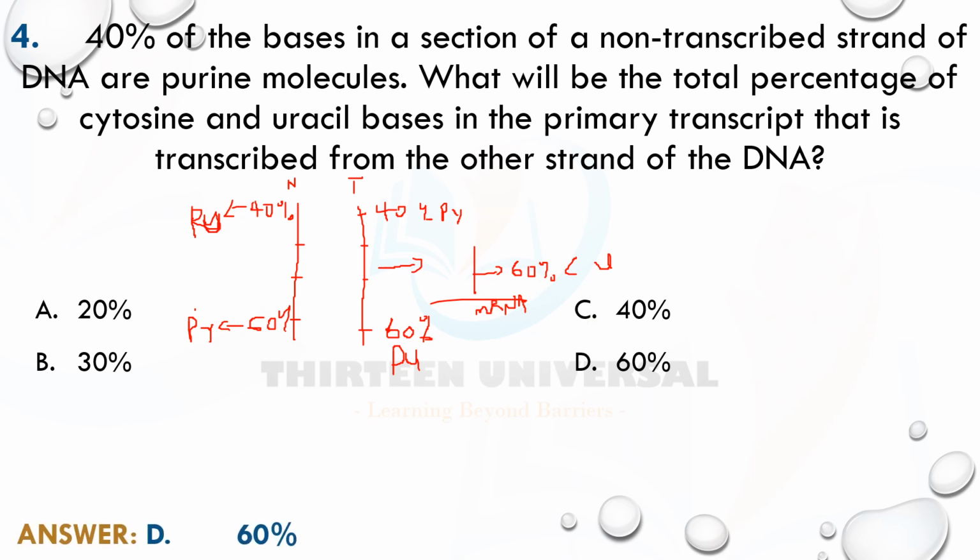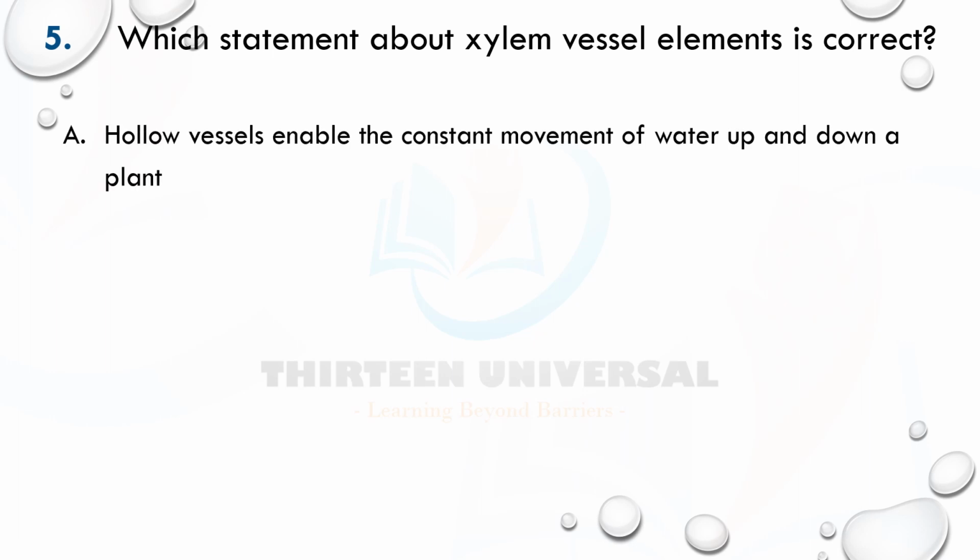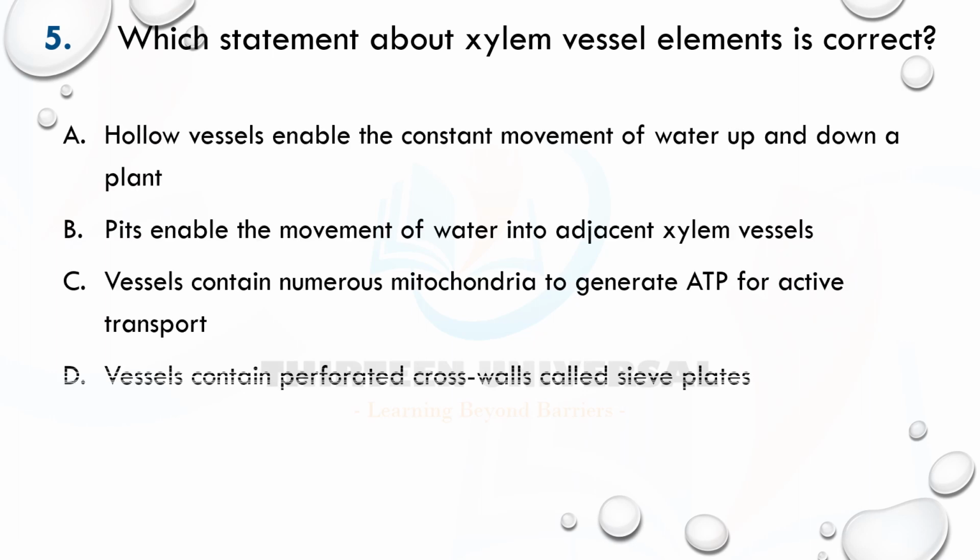Let's go on. Which statement about xylem vessel element is correct? Try this, pause the video and try it. A says hollow vessels enable the constant movement of water up and down. Water only moves up in xylem from the soil to the leaf. It doesn't move down. So this is wrong.